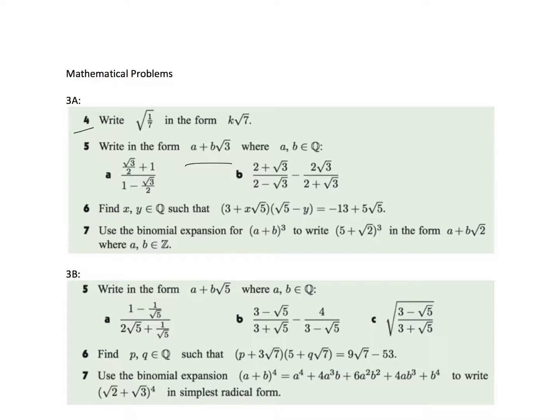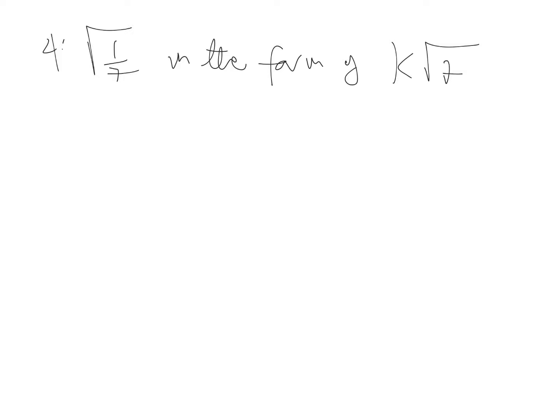Number 4. It says here, write the square root of 1/7 in the form of k times root 7. Going back to number 4, we want to write the square root of 1/7, and we want it in the form of k times the square root of 7. Now, if you look under the square root sign, you could see the 7 is in the denominator. What we would like to do is move the 7 to the numerator.